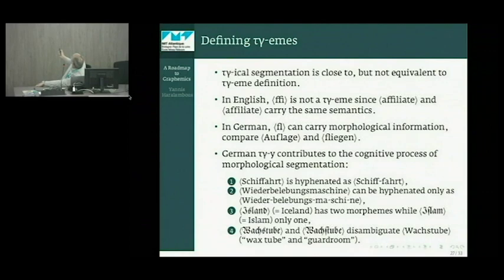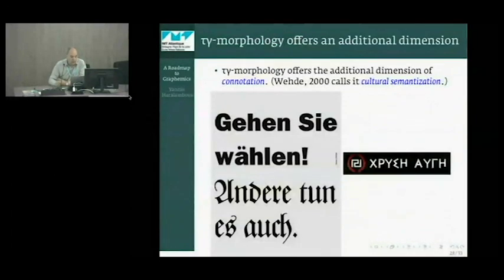For example, here the absence of the ligature FL shows that we have two morphemes, Auflage, which we have not in Fliegen. Schifffahrt is hyphenated in a certain way. Island, the fact that it's a long S shows that it's a morpheme, which means ice, while in Islam it's not a morpheme. Here you have two readings of the word wach, either Wachstube or Wachstube, with two different meanings, and this, of course, you don't get with handwritten text.